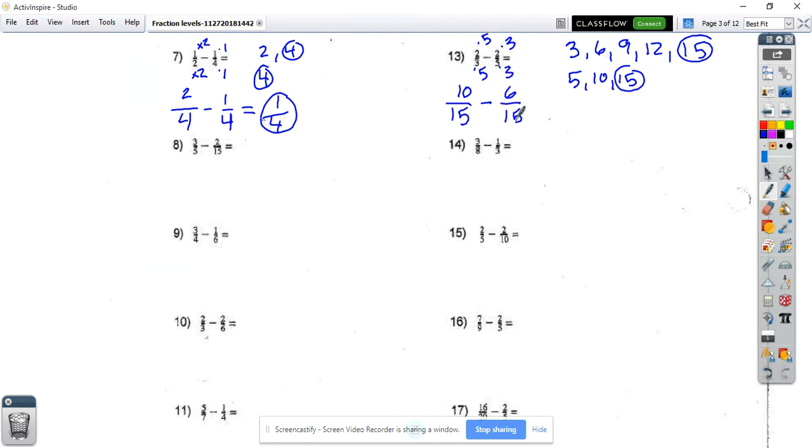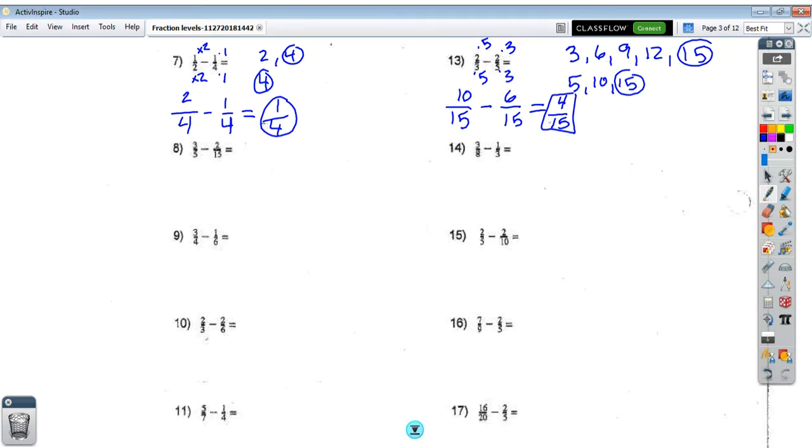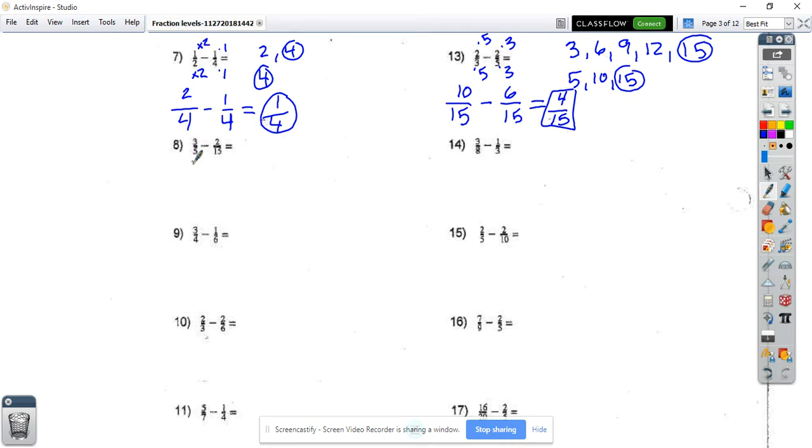I now have common denominators, so I subtract. 10 fifteenths minus 6 fifteenths gives me 4 fifteenths. And that's my answer. Let's look at question number 8. We have 3/5 minus 2/15, I think. 3/5 minus 2/15. And so we have our 5's, 5, 10, 15, and then our 15's.